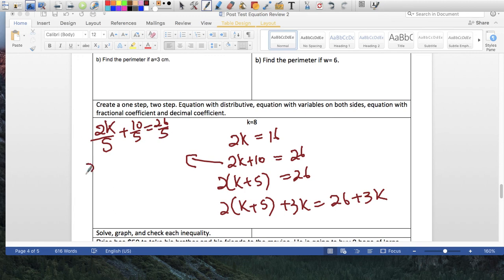Now I can rewrite some of these ones. That stays because there's nothing to simplify. But 10 over 5 is just 2. And 26 over 5, we can change that to a mixed number, 5 and 1/5. I can take this one and also change it to a decimal if I want a decimal coefficient. I'm going to divide everything by 10, which means move the decimal to the left one. So it's become 0.2k plus 1 equals 2.6.